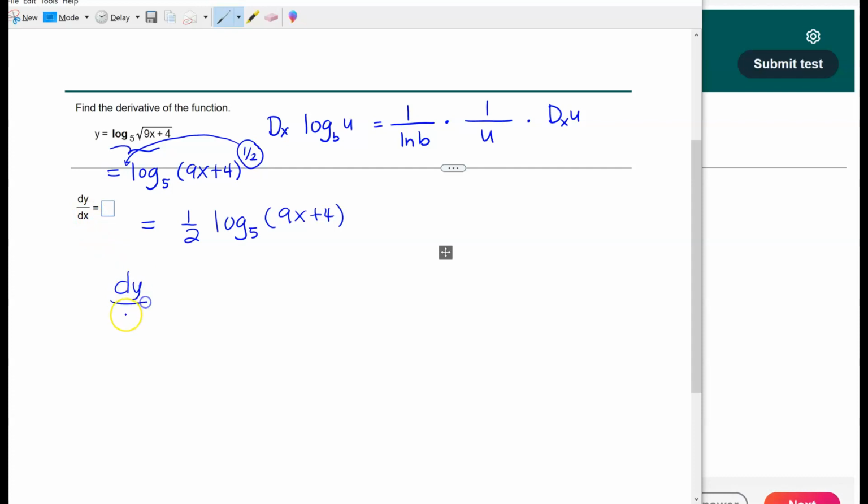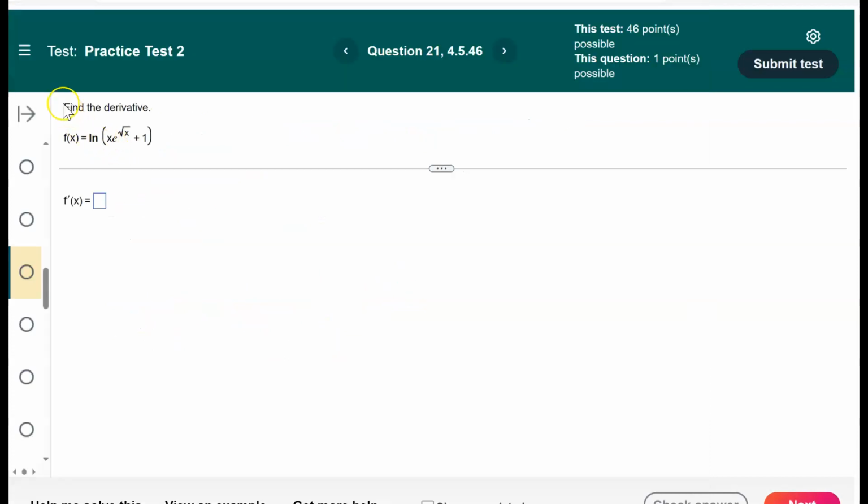So the derivative, so that is your y, the derivative of y with respect to x is equal to 1/2, copy 1/2 first, then you apply this formula, 1 over ln of the base, which is in this case 5, times 1 over u, so 1 over 9x plus 4, times the derivative of u with respect to x, so times the derivative of 9x plus 4, which is 9. And that's the answer.